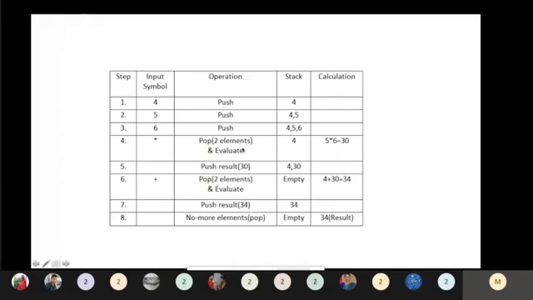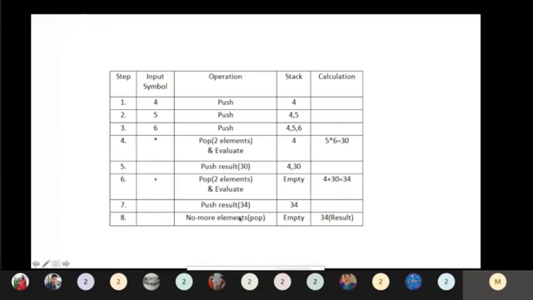Now we perform the asterisk, which is an operation, so we perform the popping operation. The topmost 2 values are 5 and 6. 5 into 6 is 30. You perform the calculation, and the result is stored back in the stack. So now the stack has 4, 30. Again we have a plus operator. We pop 2 values outside, then perform the calculation. Once the calculation has been completed, we store it back in the stack. The answer is 34.